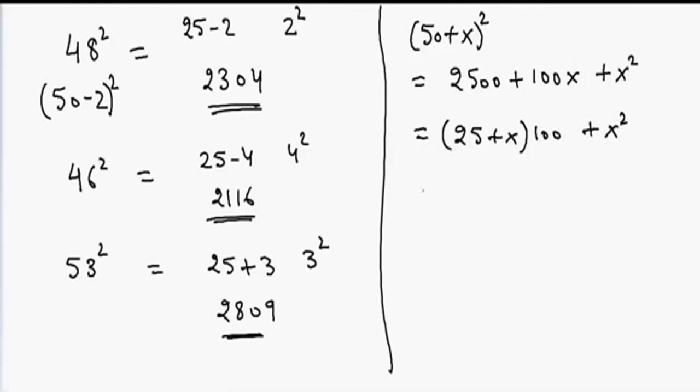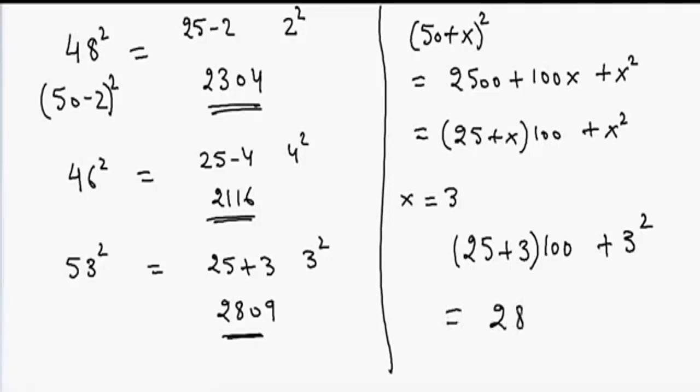Now, as you can see, if x is equal to 3, then what I'm doing is adding 25 plus 3, right? And then I'm adding 3 square. So the answer is equal to 2809. So this is how this trick works.